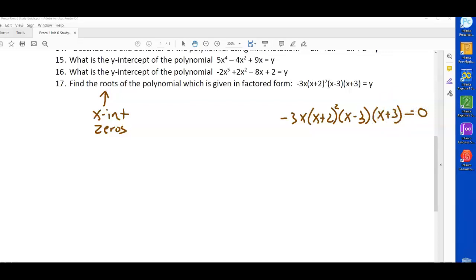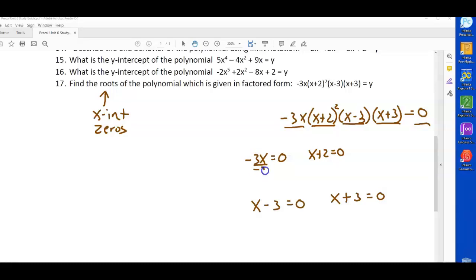The next thing we're going to do is something called the zero product property. The zero product property tells us that anytime you're multiplying two or more things together and the answer is 0, one of those things you're multiplying has to equal 0. That's the only way multiplication can ever give us 0. So that means that either 3x equals 0, x plus 2 equals 0, x minus 3 equals 0, or x plus 3 equals 0. And then all you do at that point is solve all these equations.